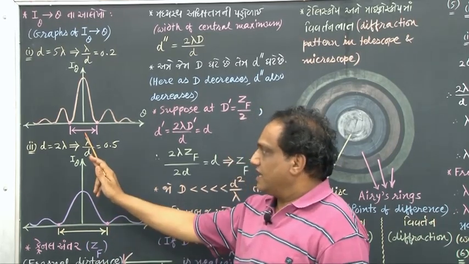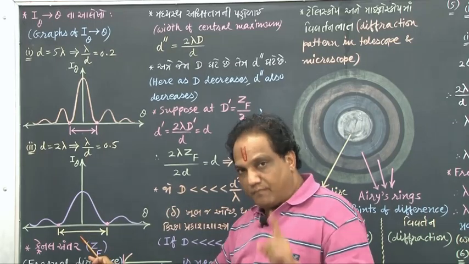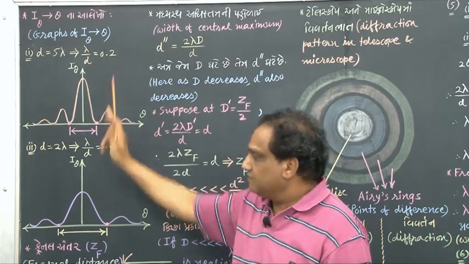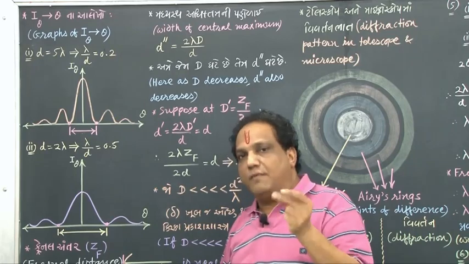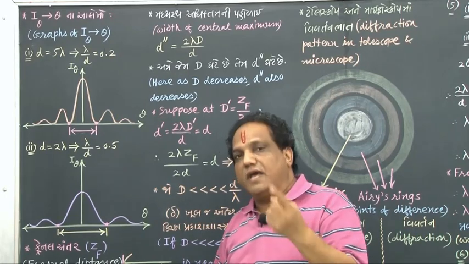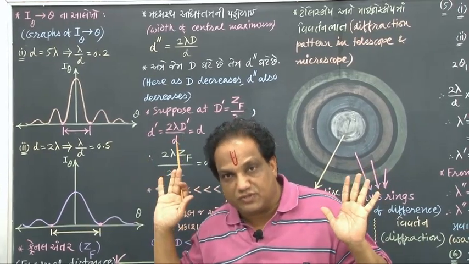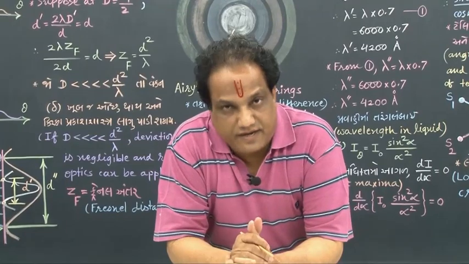You can see in the diagram, compared to this, the width here is bigger, because compared to this lambda upon d value, which is 0.2, here the value is bigger. As lambda upon d increases, amount of diffraction increases, and because of that, the width of central maximum also increases. Okay, fine. Let's go for next article.